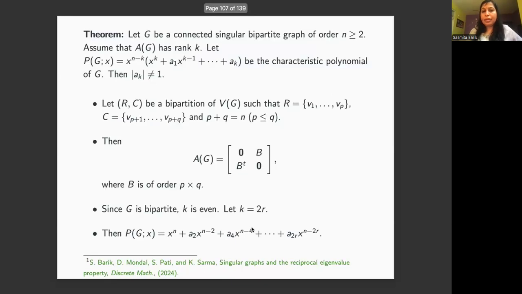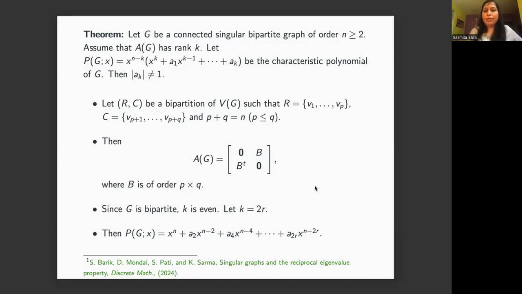Then the characteristic polynomial of G can be written in this way, because all odd coefficients will be 0. So the coefficient of all odd terms will be 0. You will get x to the power n, a2 x to the power n minus 2, like this. And the last coefficient that you are assuming, ak, that is a2r basically, is non-zero. So this is the coefficient. This is the characteristic polynomial.